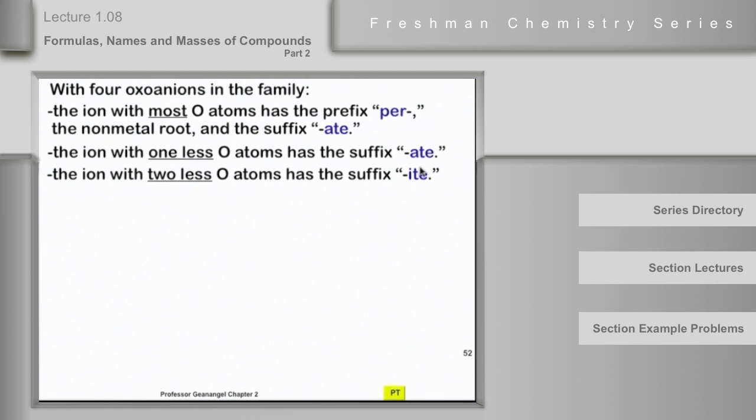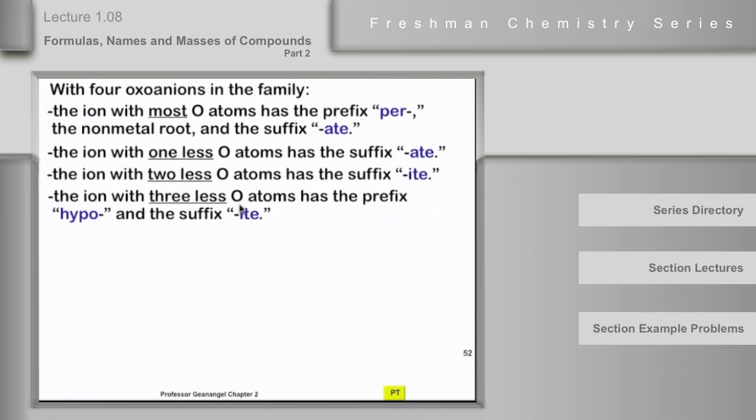So this is sort of like the two-anion family. ATE and ITE work the same way. The one with fewer oxygen atoms is ITE. Finally, the one with 3 fewer oxygen atoms is given the prefix hypo. This is one of the only places you'll see hypo in a chemical name, at least of inorganic compounds, and then the suffix ITE. So let's look at the chlorine oxoanions, and you'll see examples of all 4 of these.